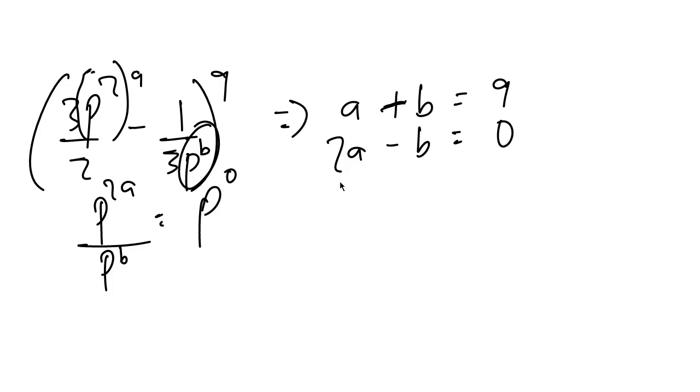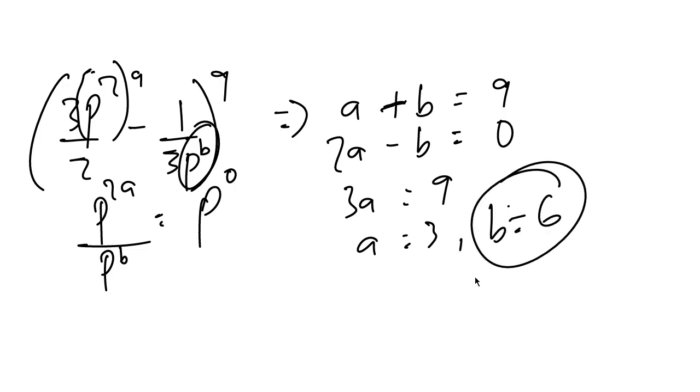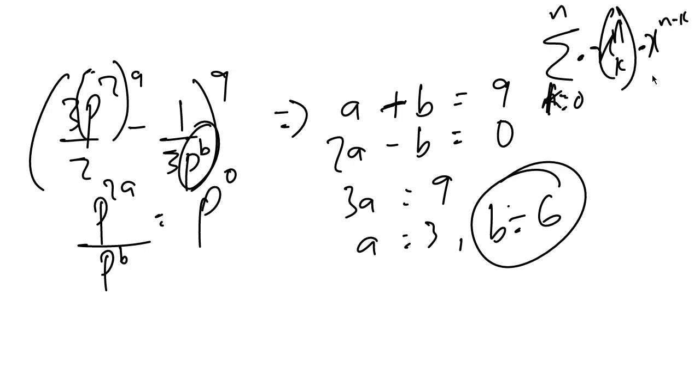So if you solve this, you can add equation 1 and 2. a plus 2a is what? 3a. b minus b is what? 0. That means a is 3 and b is what? 6. This b value gives you what k is, because remember that the expansion says summation from k equal to 0 to what? n of what? Sorry, n combination k, x to the power n minus k multiplied by what?